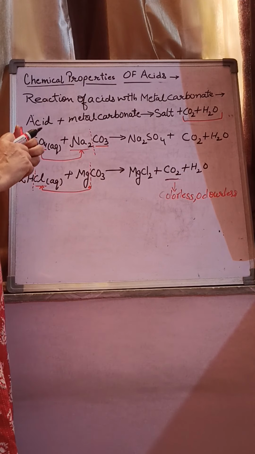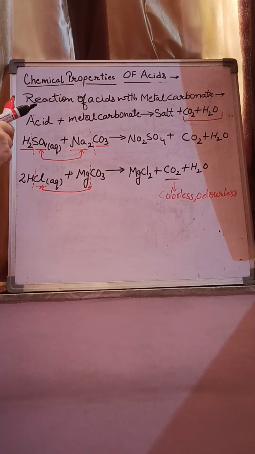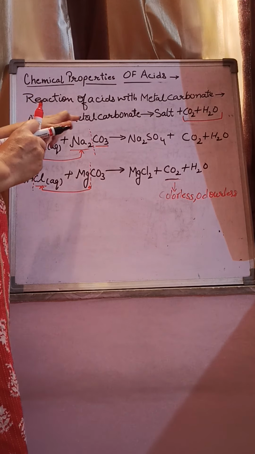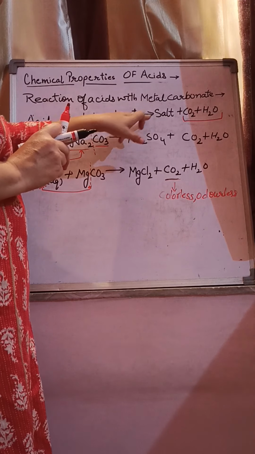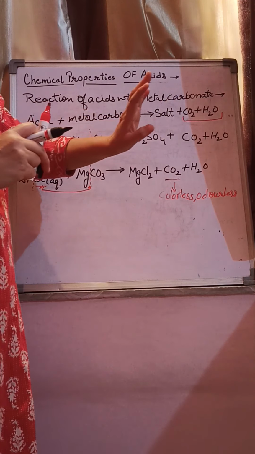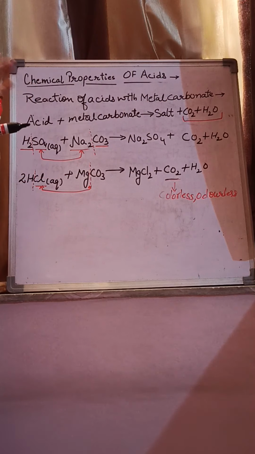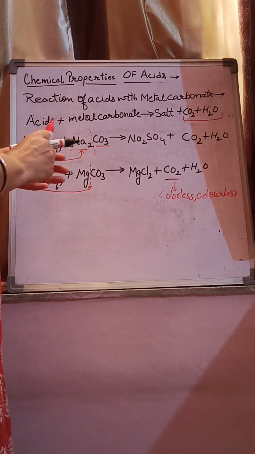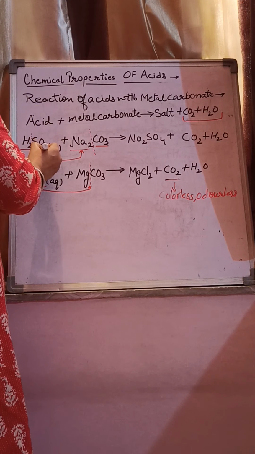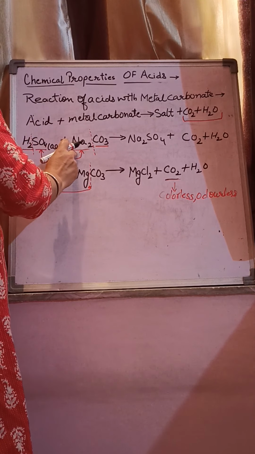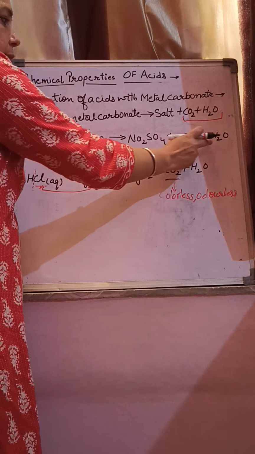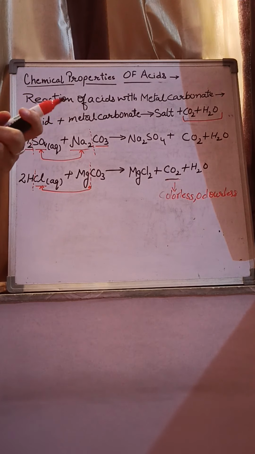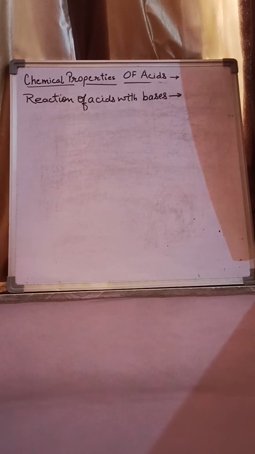Okay children, this is the second chemical property of acid, that when acids react with metal carbonate, salt, carbon dioxide and water are formed. And how to learn this reaction? Divide acid into two parts, divide carbonate into two parts. Attach the negatively charged part, meaning the anion, with the metal, and release carbon dioxide and water. Okay, so this is the second property of acids.